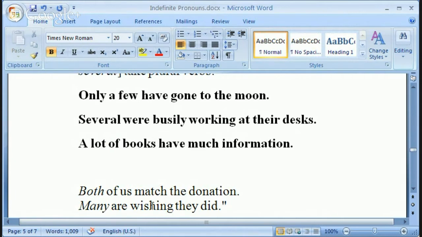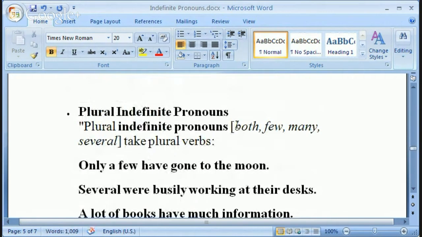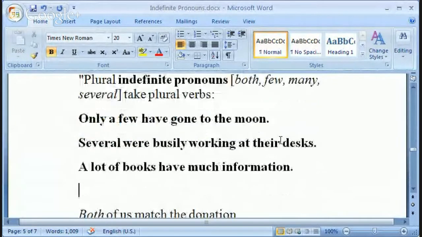That's all right. Mustafa, can you try making a sentence with a plural indefinite pronoun? Both, few, many. We both have the same book.